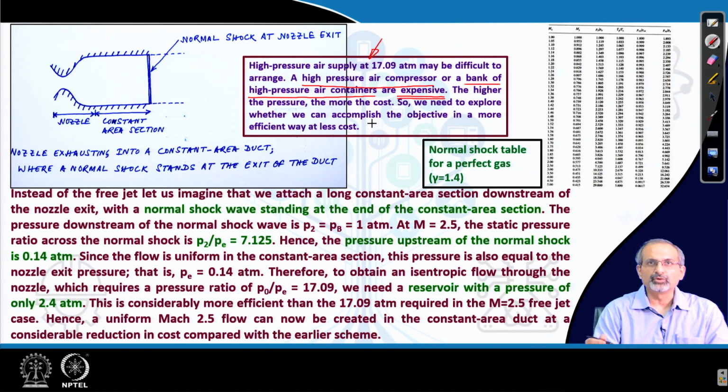That is how it scales. So, what do we need to do? We need to explore whether we can accomplish the objective in a more efficient way, that means at a lower cost. What is the immediate thought? The immediate thought is that let us not use just a CD nozzle, but attach a constant area section at the end of the CD nozzle. What could be the outcome?